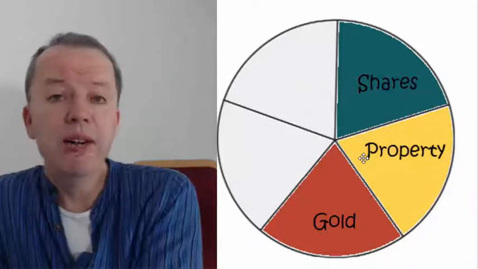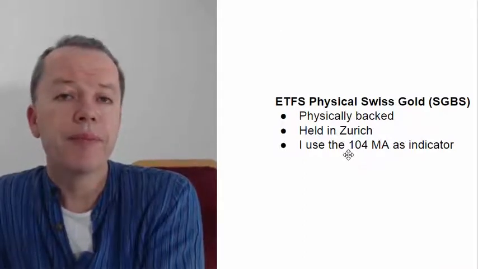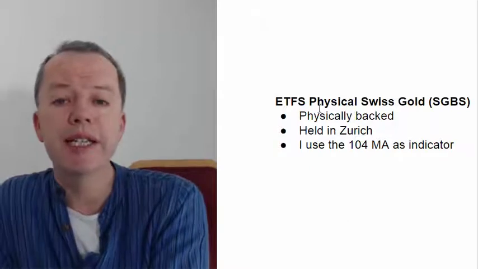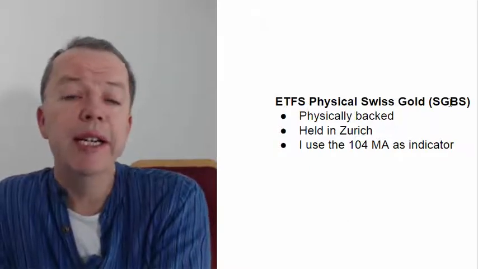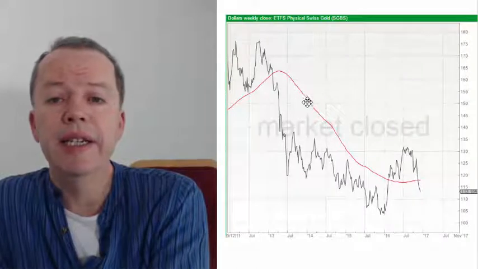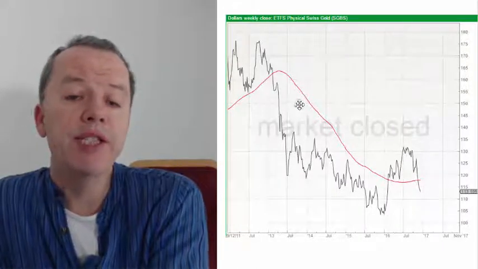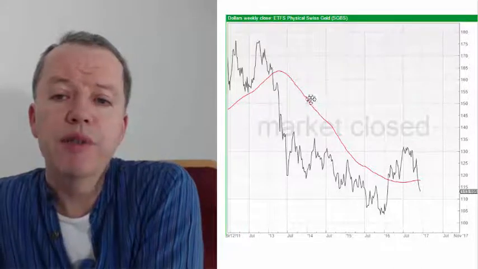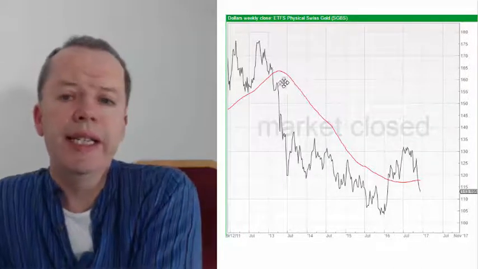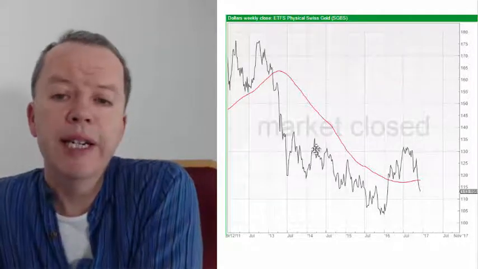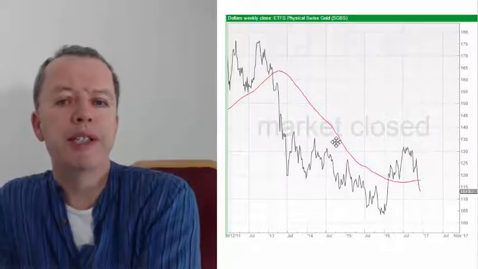Let's have a look at gold now. I don't use the average for the past 1 year. I use the average for the past 2 years, and I'm tracking here an ETF, SGBS Physical Swiss Gold, and it's the 104 moving average. This is a red line now just to show it's different. So this is the average price for the past 2 years, because gold's quite spiky, and using the price for the past 1 year tends to chop in and out of the market too much.